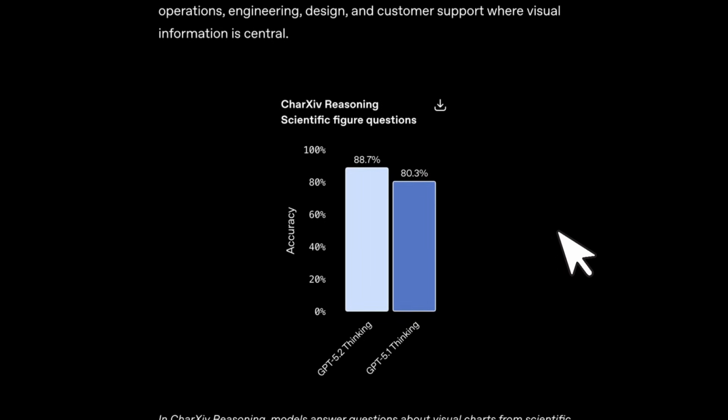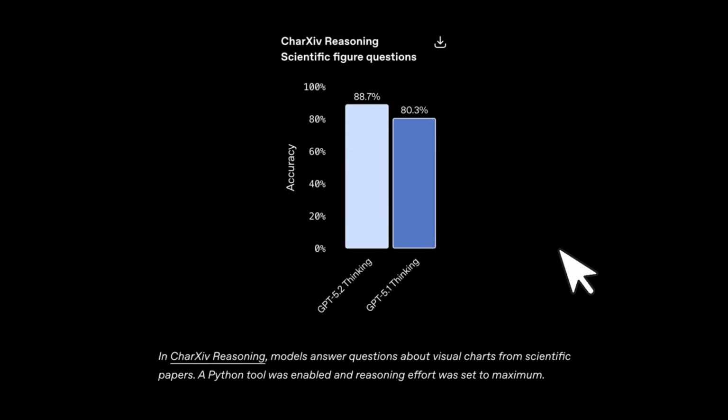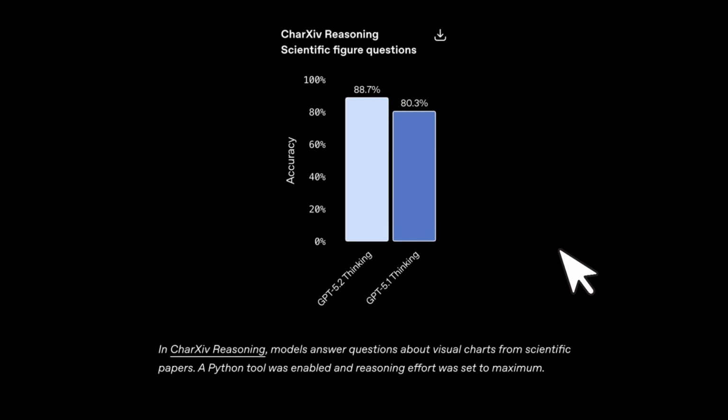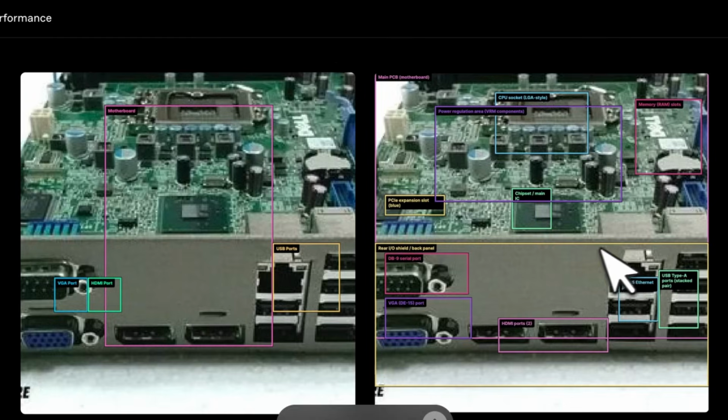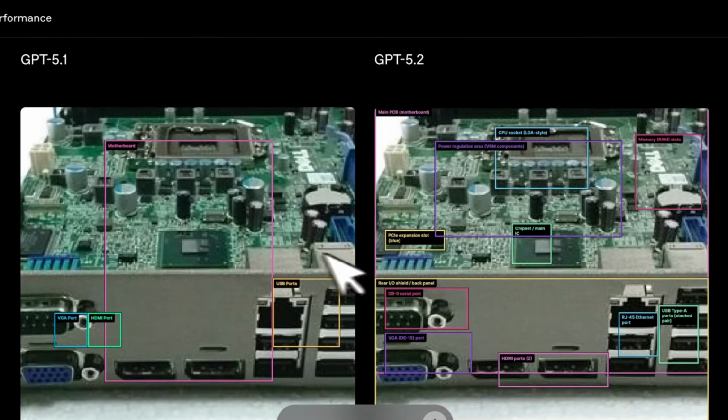So there are again some benchmarks which show that it's a leap ahead of GPT 5.1 thinking. Now, interestingly enough, even though the model card mentions that it has image output, there is not much information available about image output in this blog post. But it has definitely much better image understanding capabilities.